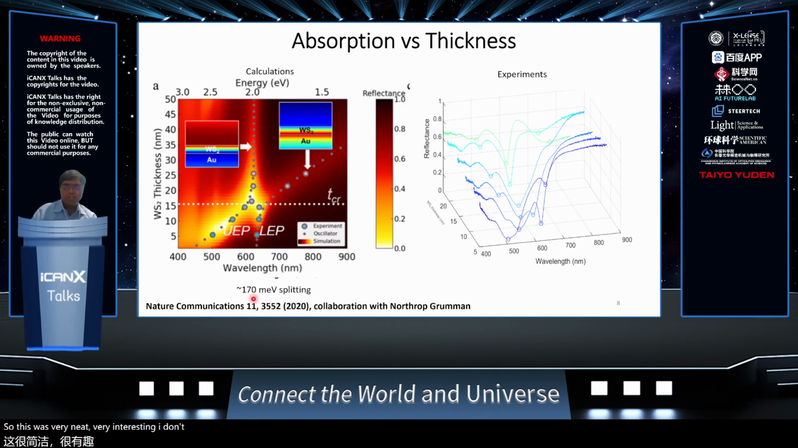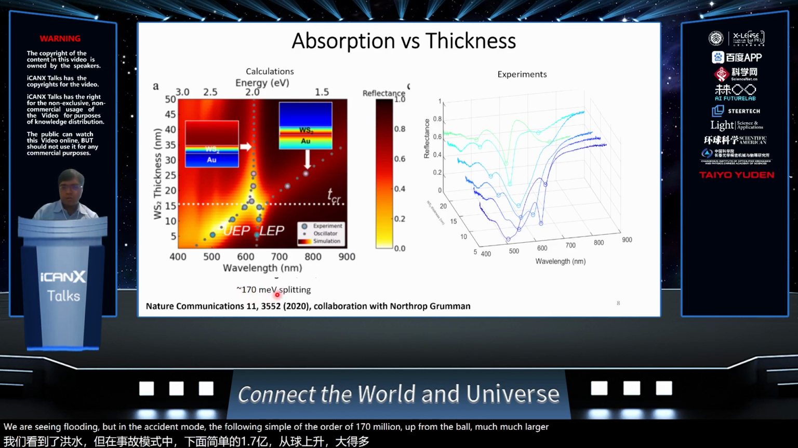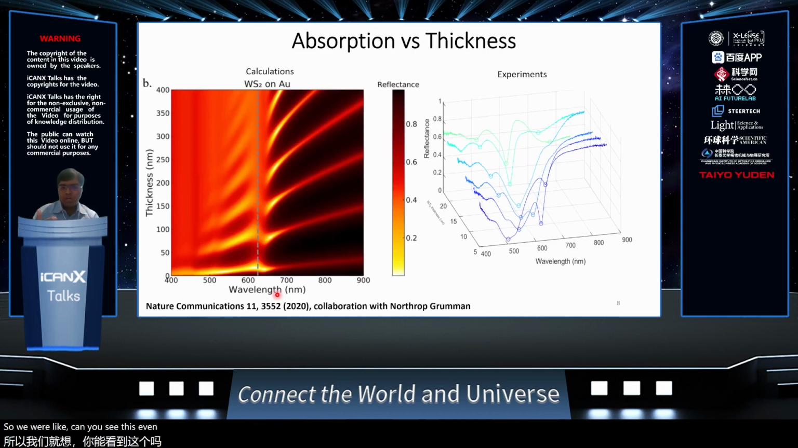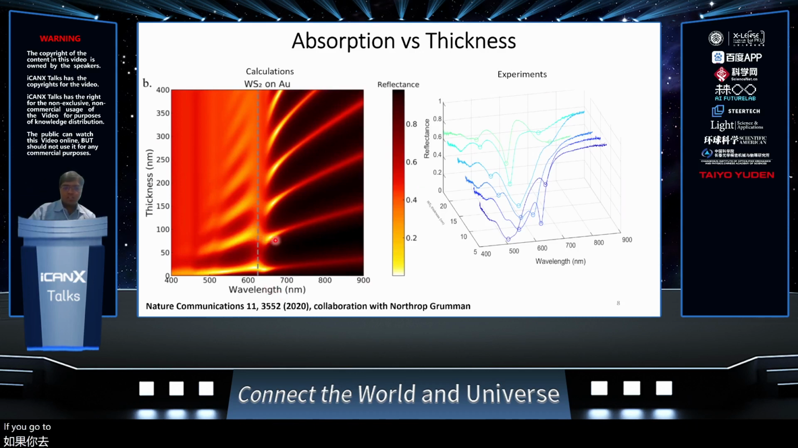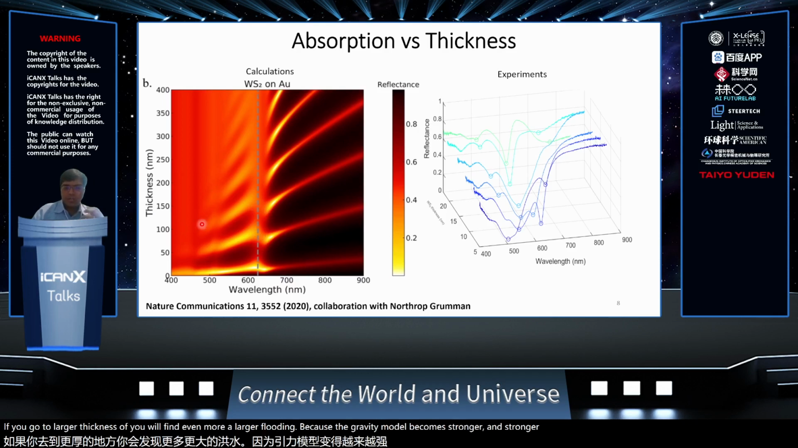At room temperature under ambient conditions, we are seeing splitting between the exciton modes to form exciton polaritons of the order of 170 millielectron volts, much larger than the room temperature thermal energy. So we were like, well, can you see this even more? And the answer is yes, you can see it even more if you go to larger thicknesses and form higher order cavity modes. If you go to larger thicknesses, you will find even larger splitting because the cavity modes become stronger and stronger within the material.